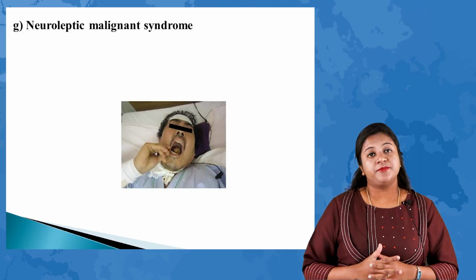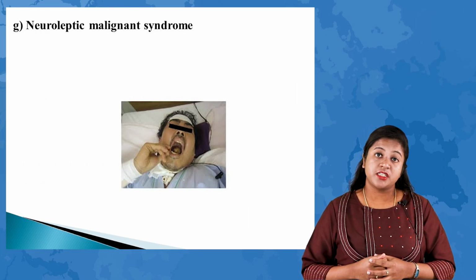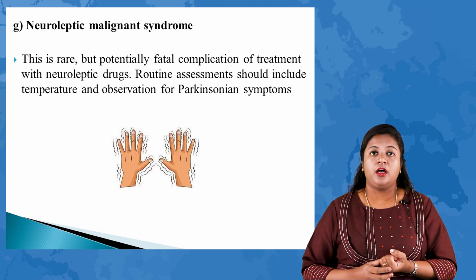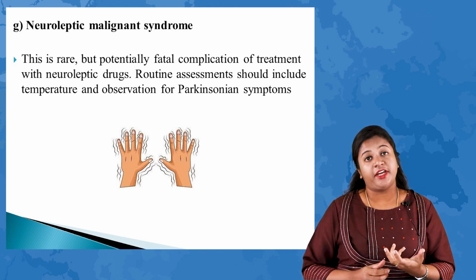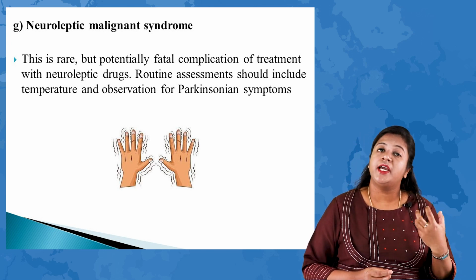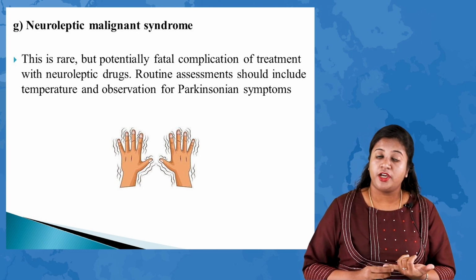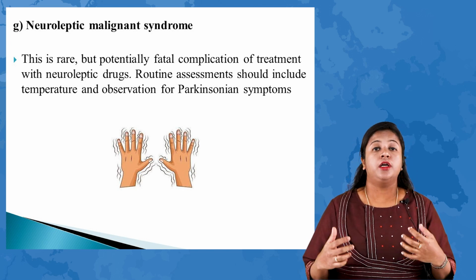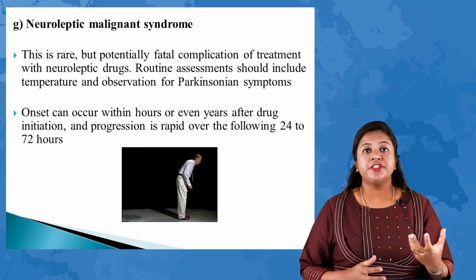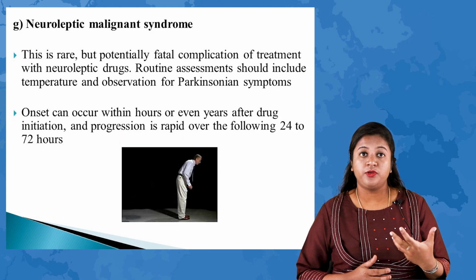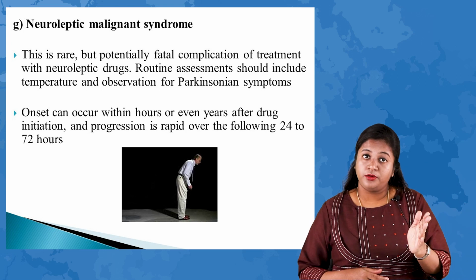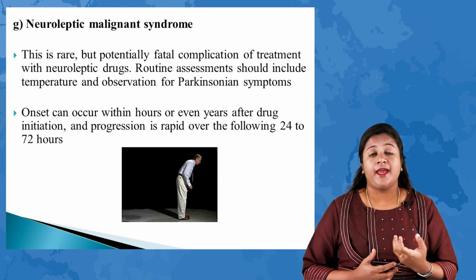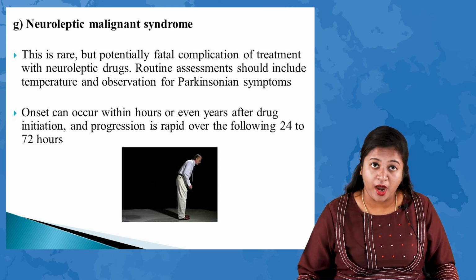The next EPS symptom is the neuroleptic malignant syndrome. It is a very rare side effect, but if it is seen, it can be a fatal one. So routinely do the assessment for the temperature and also observe for the development of the Parkinsonian symptoms in the patients. The onset of the symptom usually is rapid within 24 hours, or even years later these symptoms can develop, and the progression can happen between 24 to 72 hours.